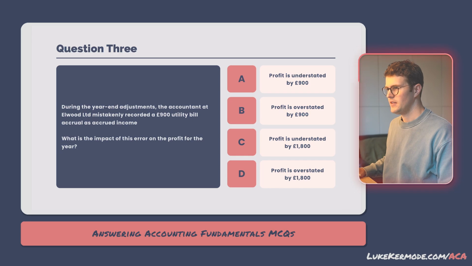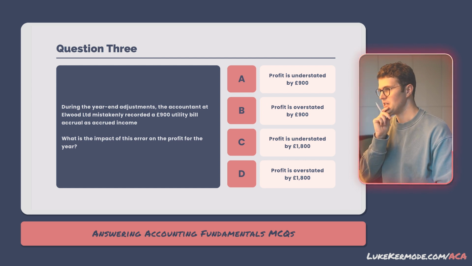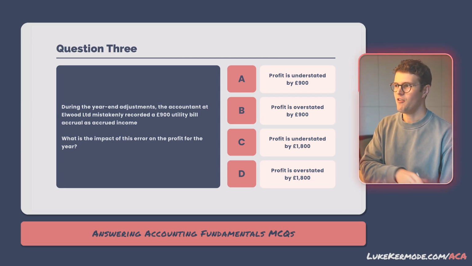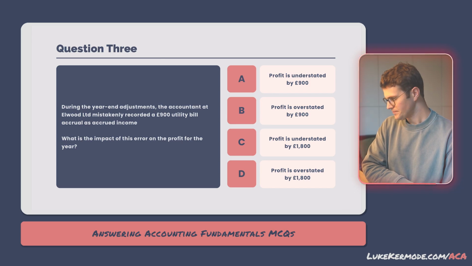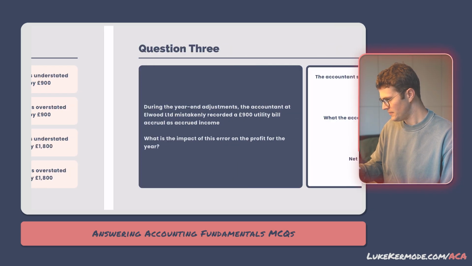Right, next up, we have an end of period adjustment question. So we're told that during the year-end adjustments, the accountant at Elwood Limited mistakenly recorded a £900 utility bill accrual as accrued income. What's the impact of this error on the profit for the year? Okay, let's break this question down and solve it on the next slide.